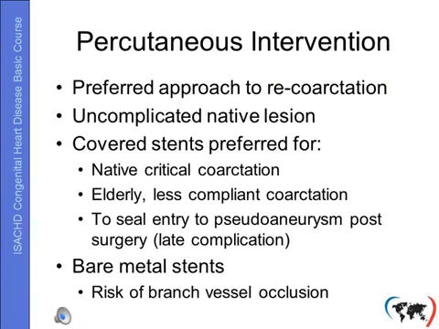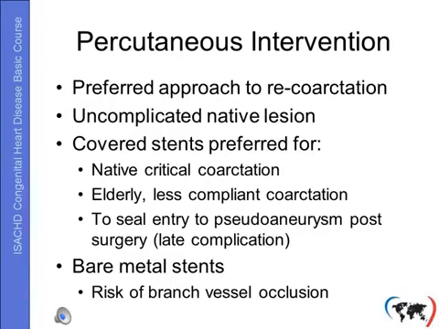Percutaneous stenting of the native aortic coarctation was first introduced in the 1990s. Balloon angioplasty alone preceded stenting in 1982, but the elastic recoil of the aortic wall led to a high incidence of restenosis. Covered stents are preferred for native critical aortic coarctation sites, older, less compliant aortic coarctations, and commonly being used to seal the entry to pseudoaneurysms post-surgery, often seen as a late complication.